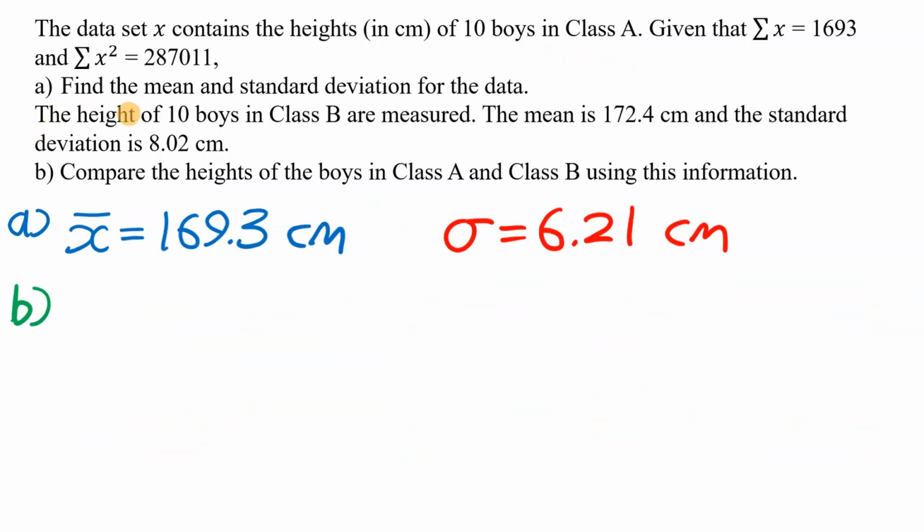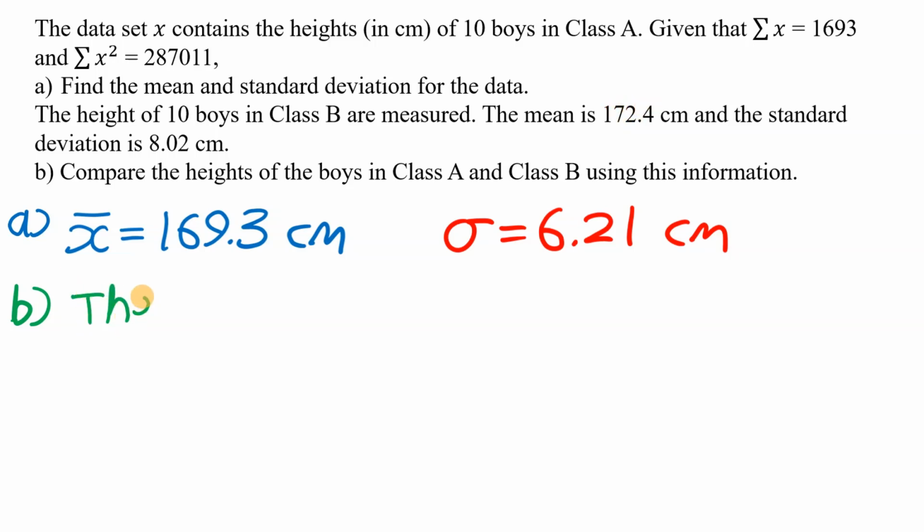Okay, so we're told the height of 10 boys in class B measured. The mean is 172.4 centimeters and the standard deviation is 8.02 centimeters. And for part B, we need to compare the heights of the boys in class A and class B using this information. Okay, so remember we need to compare two things. We need to compare the location and we need to compare the spread. So let's use the mean for the location. So the mean for class A is 169.3 and the mean for class B is 172.4.